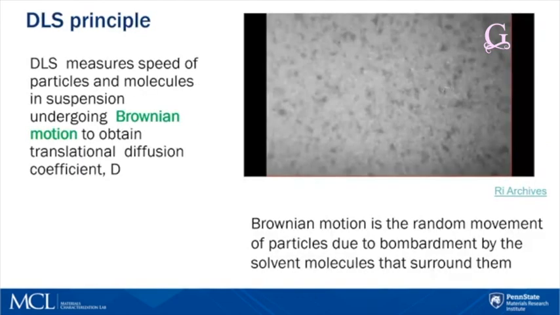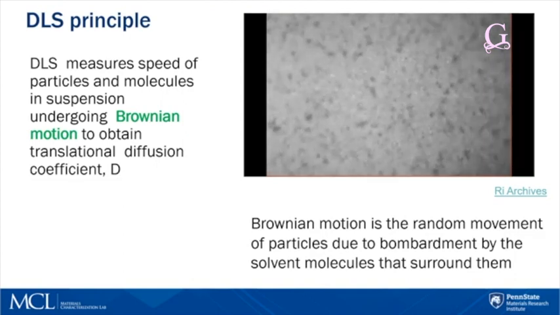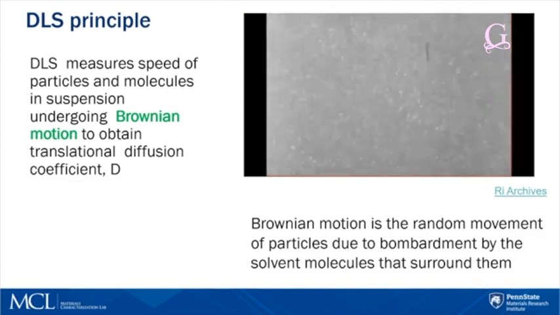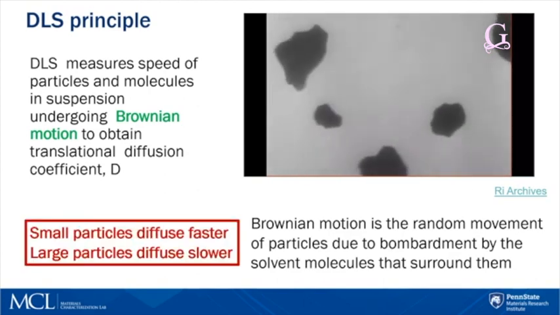DLS determines the size of particles in suspension where particles randomly move as a result of Brownian motion. DLS measures the speed of the particle to obtain the diffusion coefficient. There is a dependence between particle size and particle speed. Small particles diffuse faster, large particles diffuse slower.